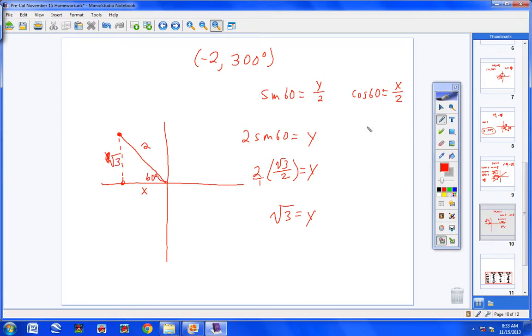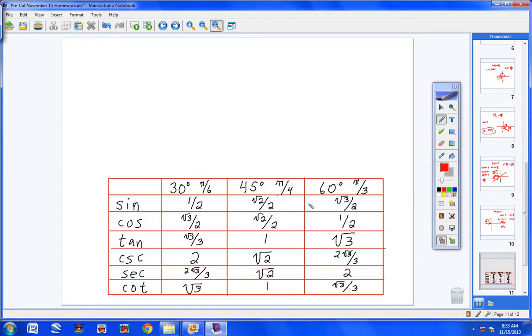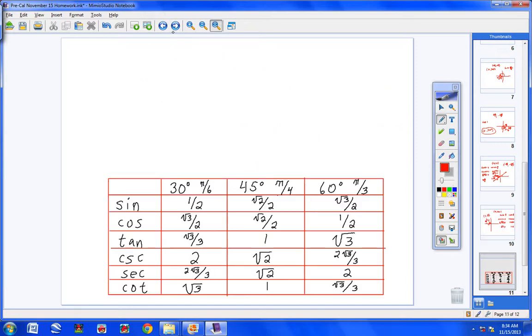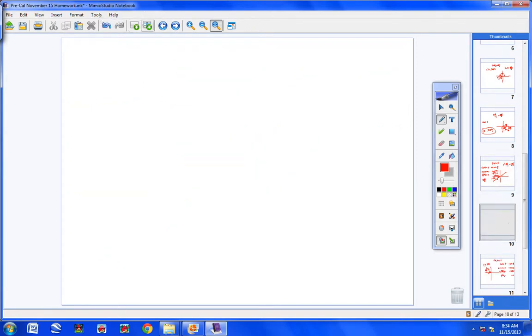Now let's find your x. Multiply both sides by 2. 2 cosine of 60 equals x, and the cosine of 60 is 1/2, so I really have 2 times 1/2, and 2 times 1/2 is 1. So 1 equals x. Okay? Now if I asked you the name of this ordered pair, you would say -1 because you went to the left, so -1 and then positive square root of 3. So there we go. We took this ordered pair that was written in polar form, we wrote it in rectangular form. Not too bad.